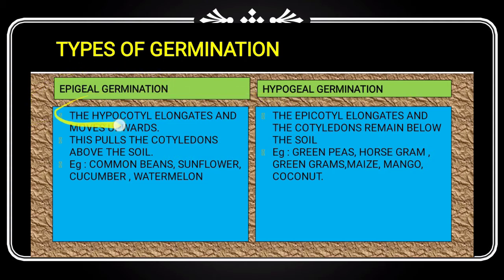In epigeal germination, the hypocotyle elongates and moves upwards. This pulls the cotyledon above the soil. Example: common bean, sunflower, cucumber, watermelon. In hypogeal germination, the epicotyle elongates and the cotyledons remain below the soil. Example: green peas, horse gram, green gram, maize, mango, coconut.